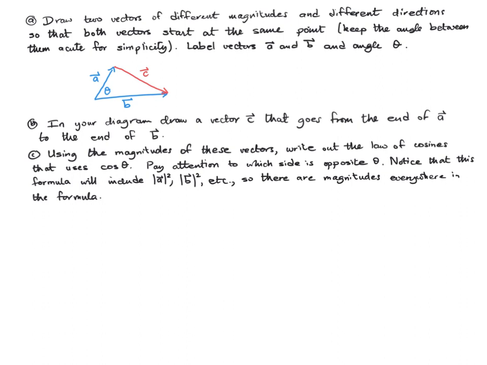All right, so step C, using the magnitudes of these vectors, write out the law of cosines that uses cosine theta. Pay attention to which side is opposite the theta. Now notice that this formula will include magnitude of A squared, magnitude of B squared, etc. So there are magnitudes everywhere in the formula. Now once again, I'm going to have you pause the video and try to do this on your own, and then when you're ready, you can check to see how I did.